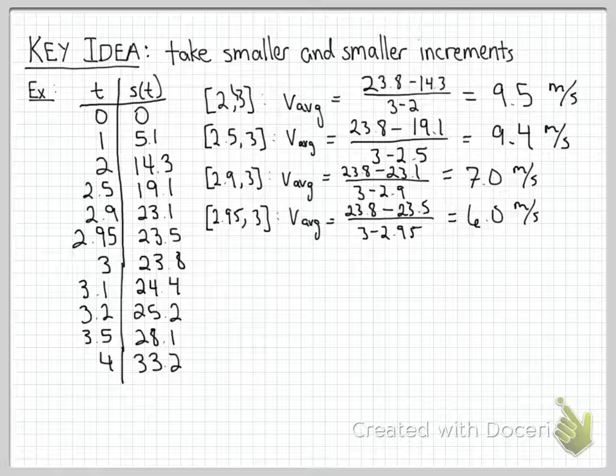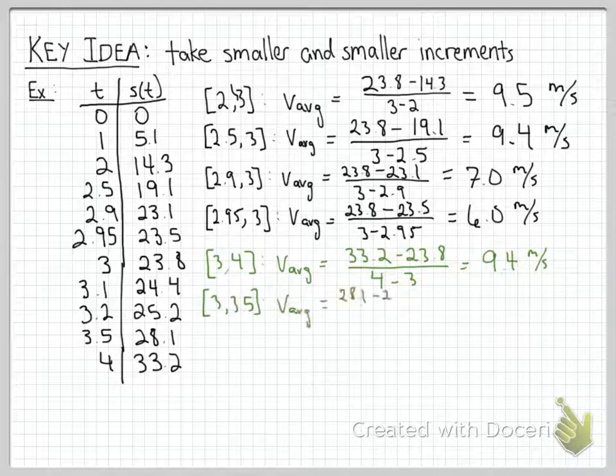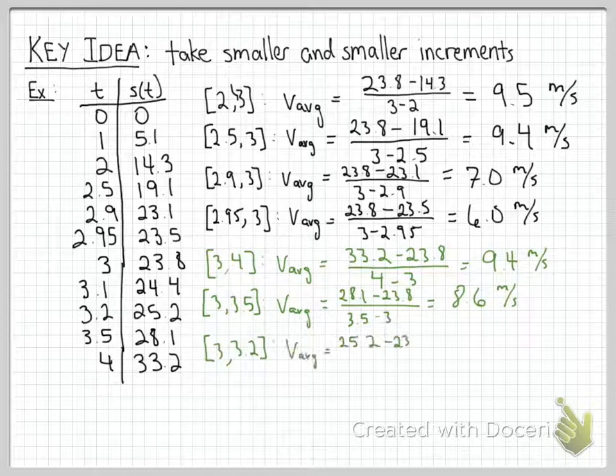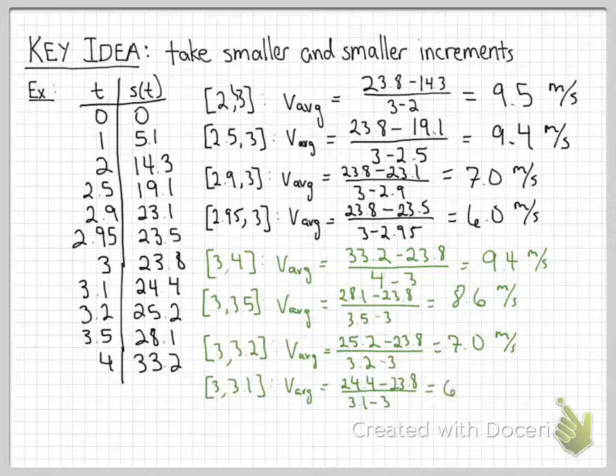I've done a bunch of intervals moving from slightly before 3 seconds up to 3 seconds. I should also do some on the other side of 3 seconds. So we'll take the interval from 3 to 4 seconds, and I get an average velocity. From 3 to 3.5 seconds, I get an average velocity, and so on. Each time interval near 3 seconds, I'm computing the change in position over change in time. That's an average velocity, and I get some answer.